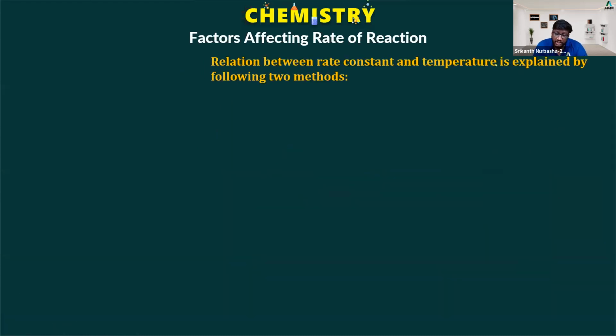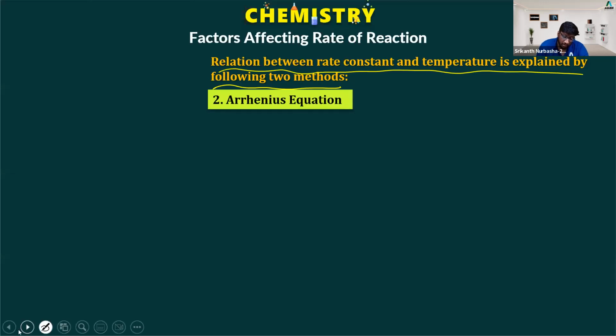Relation between rate constant and temperature is explained by the following two methods. The first method we have seen is the temperature coefficient method, and the second method is the Arrhenius equation. What is the Arrhenius equation? K is equal to A into e power minus Ea by RT. What is K? Rate constant. What is A? Arrhenius factor. Arrhenius factor gives an idea about the number of collisions happening. What is e power minus Ea by RT? That's the Boltzmann factor.